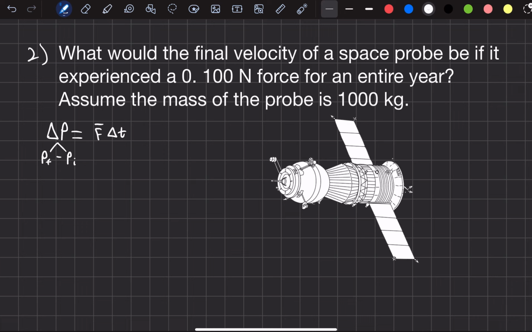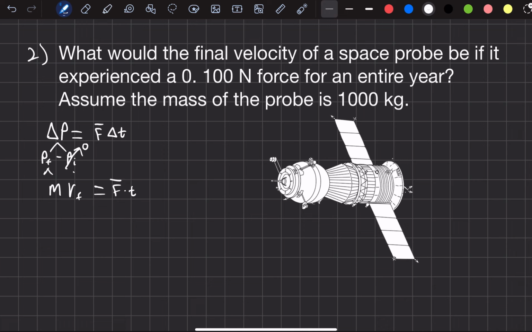Now, one thing that was not stated in this problem is how fast this is going to begin with. Since it's not stated, we're going to assume that it started at rest. This probe is not going anywhere at time equals 0. So its initial momentum is 0, so we can strike out that whole term, and then we just have the final momentum. Now let's break up that final momentum into what it actually represents. It's the mass times the final velocity. All of that's going to equal the average force experienced times the change in time, which we could just write as time, since we're going to let initial time be 0.